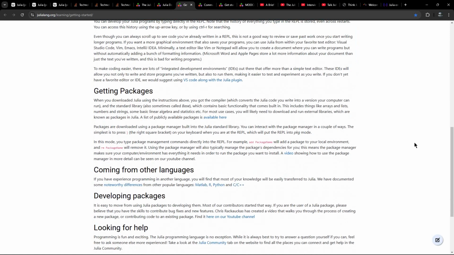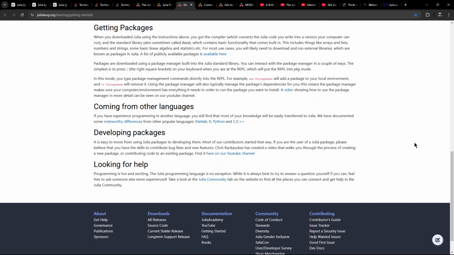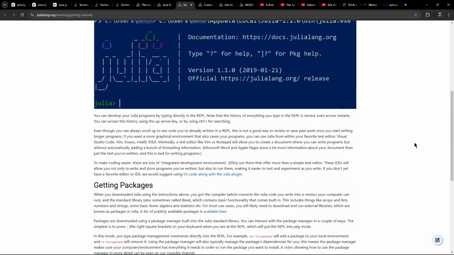And then once you've got it installed, it's really up to you whether you want to use it minimally or whether you want to integrate it into your favorite editor or the IDE you use for other things.